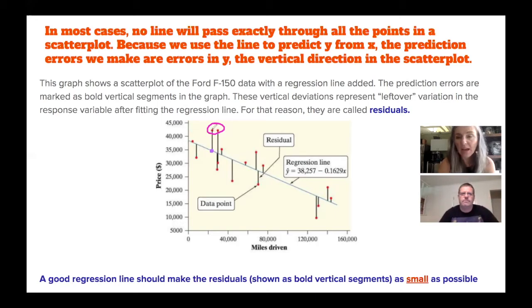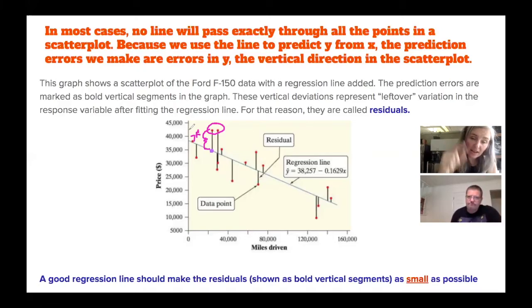So we want to know how much too much. How much more is it in truth than it was in our model? That amount, in this case, looks like it's about $7,000. So it's about 7,000 more than what I would have predicted. That 7,000 would be our residual. Now, it's a little tricky because that's above. Remember, we're going to do actual minus predicted.